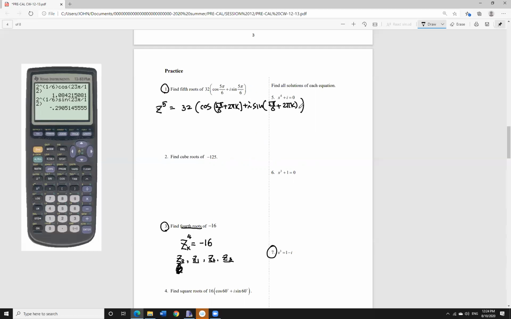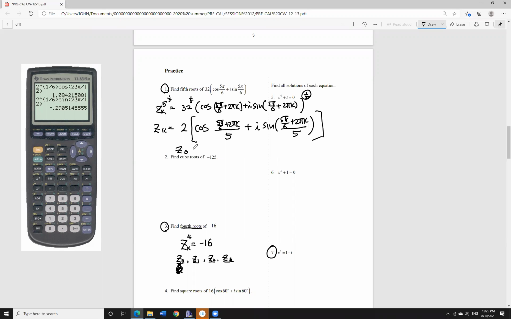All right. Okay, now the fifth root. The root gk can be obtained: 32 to the 1 over 5 is what? 2, isn't it? Okay. So inside, cosine of 5 pi over 6 plus 2 pi k divided by 5, plus i sine of 5 pi over 6 plus 2 pi k over 5. That's it. Okay? Now we're gonna go right when k equals 0.